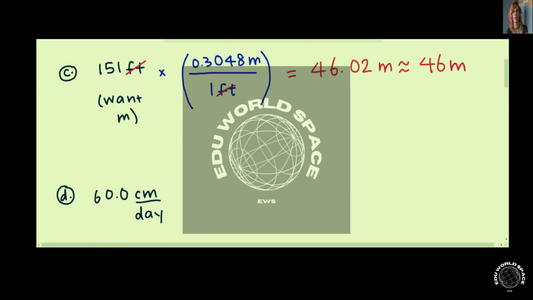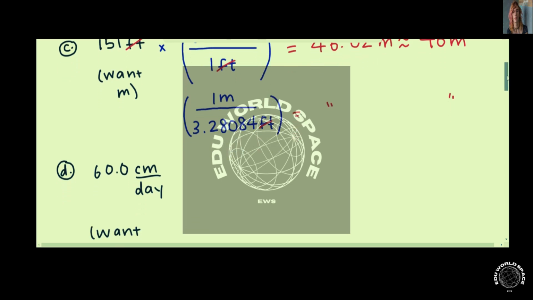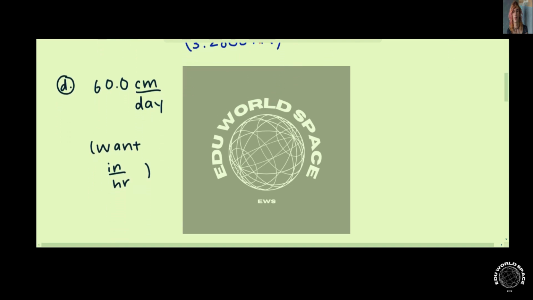Okay, and I should mention too that, and this applies to any of the problems, really, you could also do 1 meter divided by 3.28084 feet. If you were to multiply this out, you would get the same answer as above. I usually like to put 1 on the bottom. It just makes it a little bit easier for multiplying it out. But that's totally up to you how you want to do that.